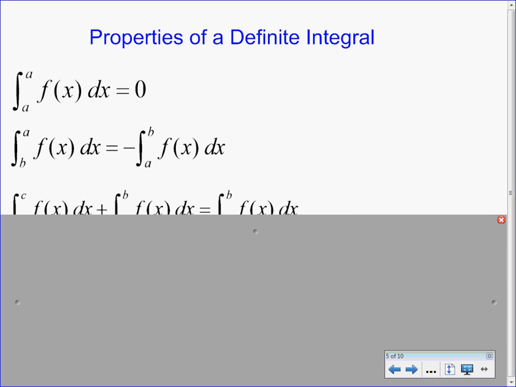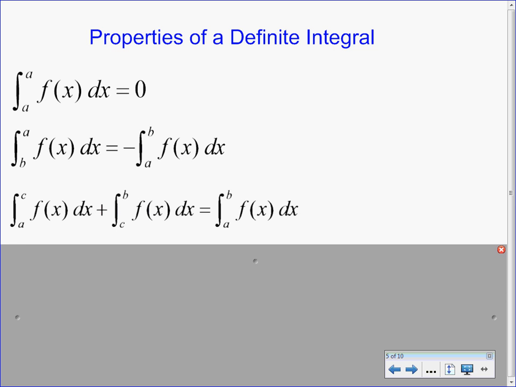Next property, if we have the integral from A to C of a function, plus the integral from C to B of the same function, notice how the upper limit of integration and the lower limit of integration match. We can combine that into one integral from A to B.